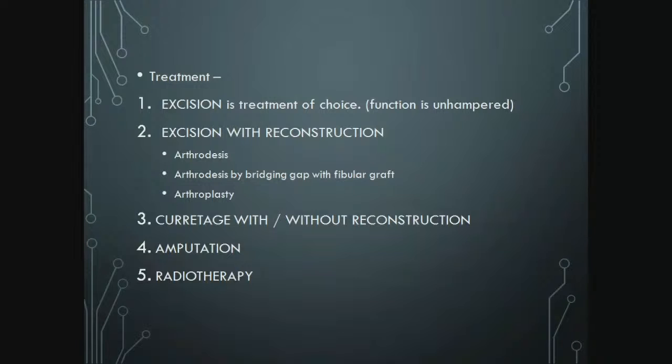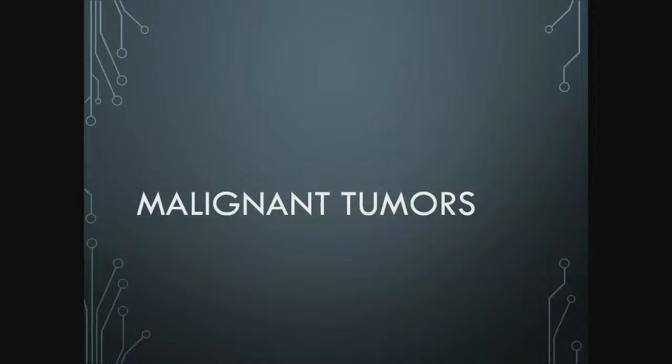Amputation following osteoblastoma is rarely done, but may be indicated in a neglected person where the osteoblastoma is involving more of the shaft and reconstruction procedures are not possible. Radiotherapy is used to prevent recurrence of osteoblastoma. These are the three important benign tumors.